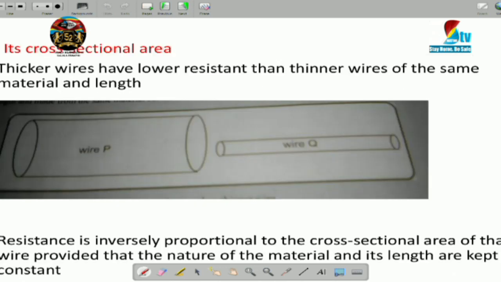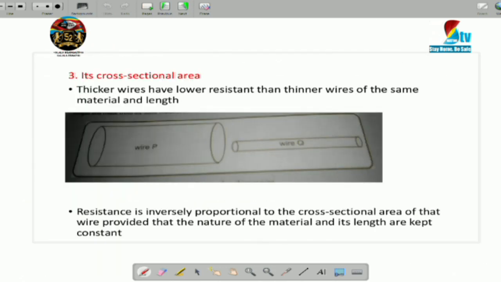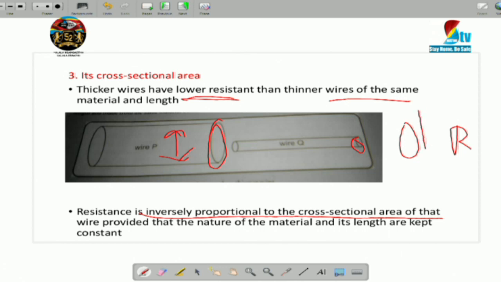Then we also have the cross-sectional area. The cross-sectional area also has an effect on the resistance. What is the cross-sectional area? If you look at this one, it is thicker. This one is less thick compared to the other one. So thicker wires have lower resistance than thinner wires of the same material. The material is the same, the length is the same, but this one is going to have less resistance than that one. So we are now saying resistance is inversely proportional to the cross-sectional area. If I increase the cross-sectional area, the resistance will decrease, which means that it is inversely proportional.